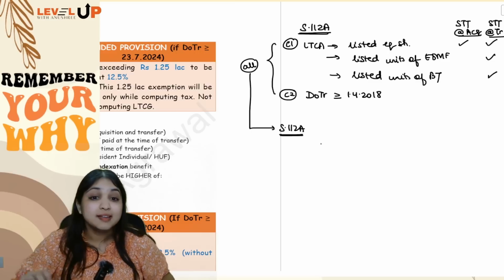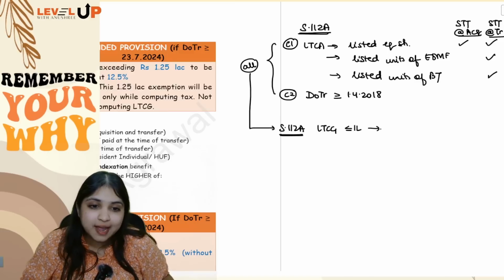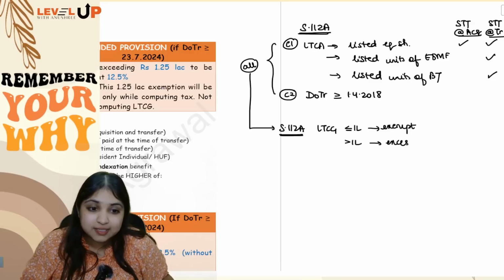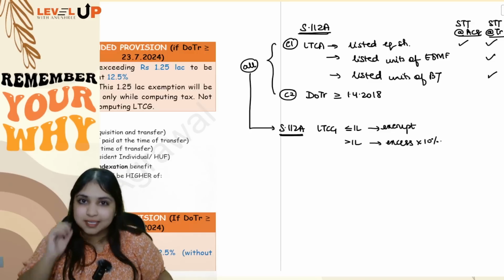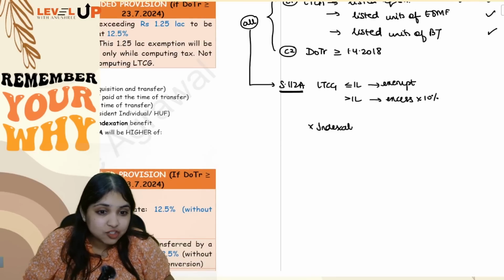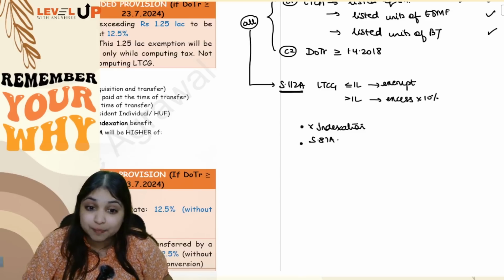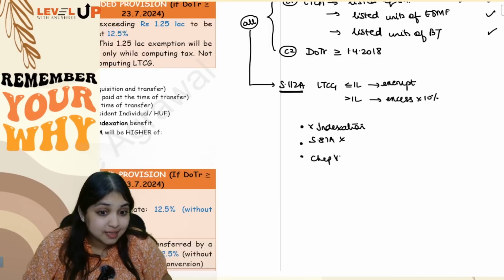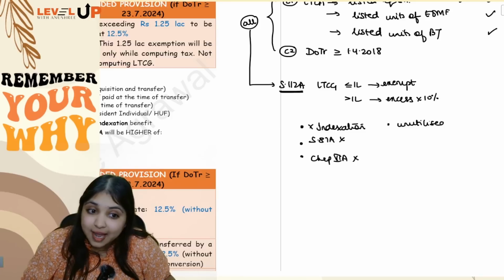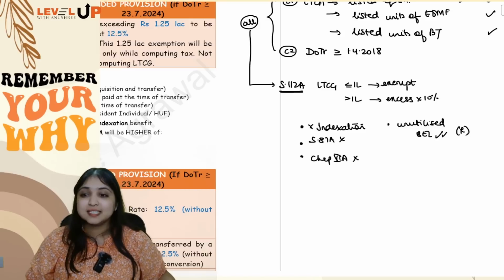What does 112A say? 112A says we will see how much is your LTCG. If LTCG is up to 1 lakh, then it is going to be fully exempt. But if LTCG is more than 1 lakh, we will see what is the excess above 1 lakh. On that excess, 10% tax, guys. But however, 112A goes on to say that we will not give you any indexation benefit, even though it is long term, no indexation benefit. And then section 87A rebate you will not get. Then chapter 6A you will not be able to enjoy against this income. Then if you have any unutilized basic exemption limit, it can be adjusted against this income, but only if the assessee is a resident assessee.